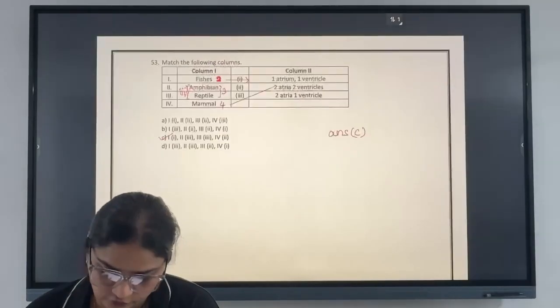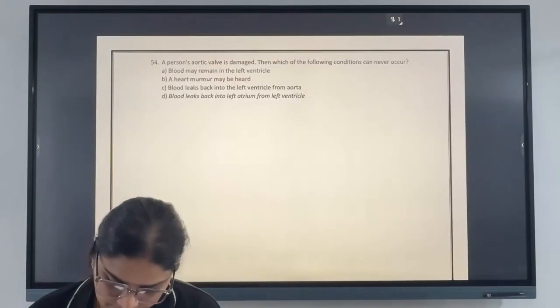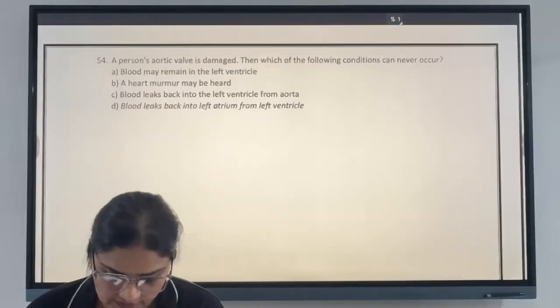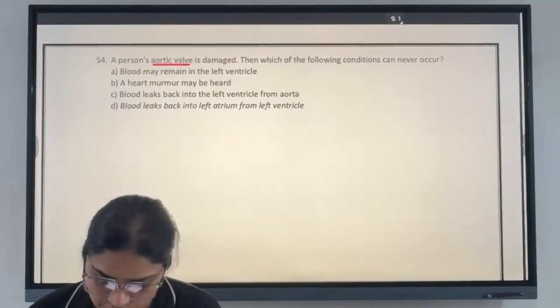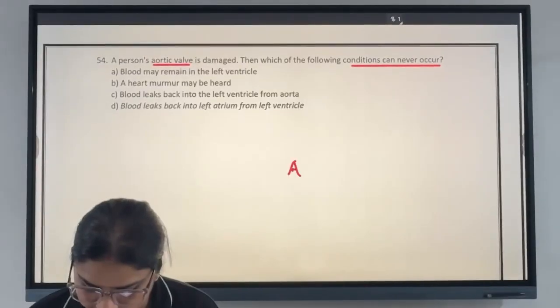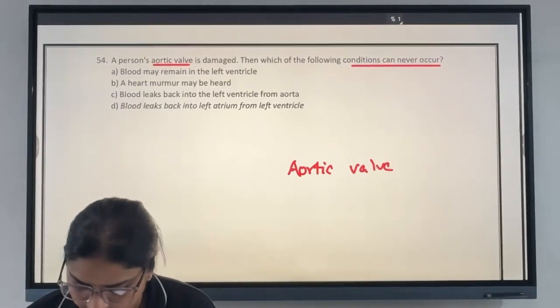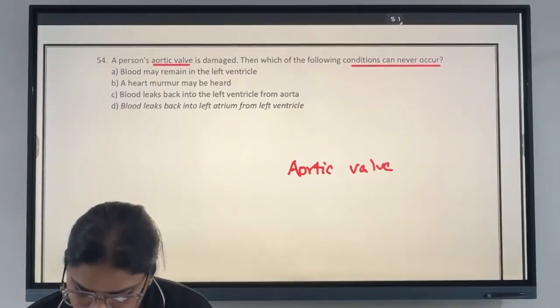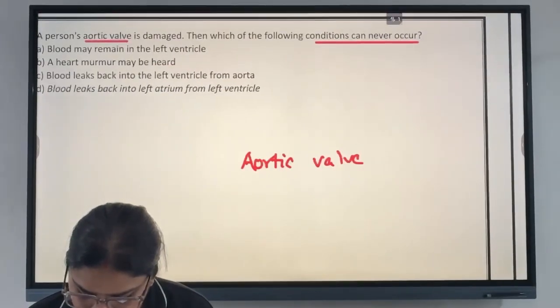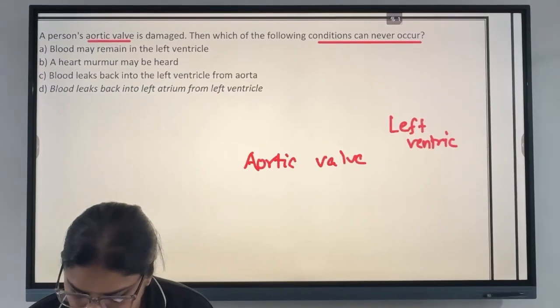Going to the 54th question. The question says, a person's aortic valve is damaged. Which of the following conditions can never occur? Firstly, we'll have to see where the aortic valve is. The aortic valve is present between the left ventricle and the systemic aorta.